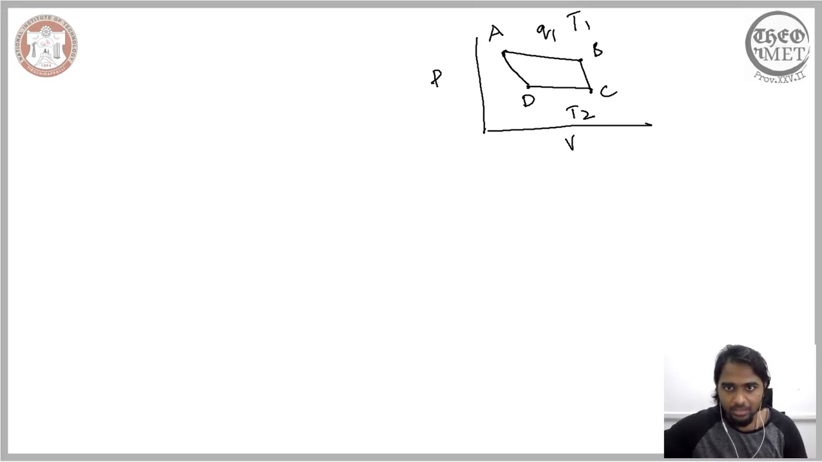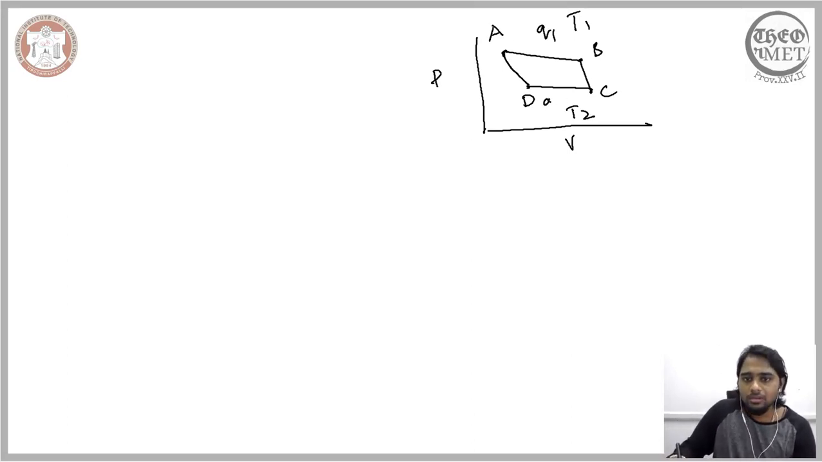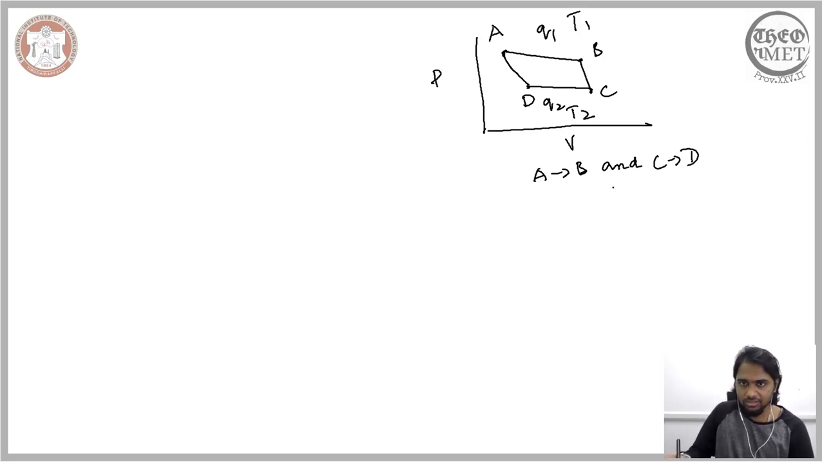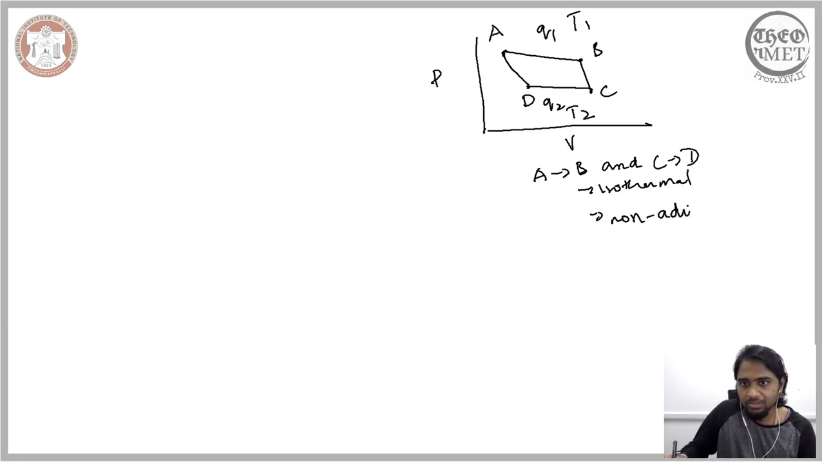we compress the system so that we go back to the initial state, thereby establishing a Carnot cycle. Now, the changes in state from A to B and C to D are unique and they share certain features. The first feature they share is that they are isothermal changes. There is no change in temperature here: this change occurs at T1, this change occurs at T2, and similarly they are non-adiabatic, meaning there is a transfer of heat.